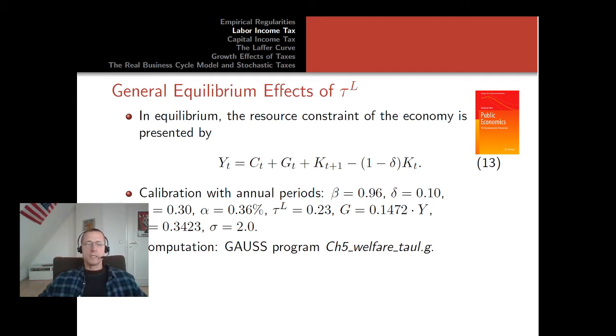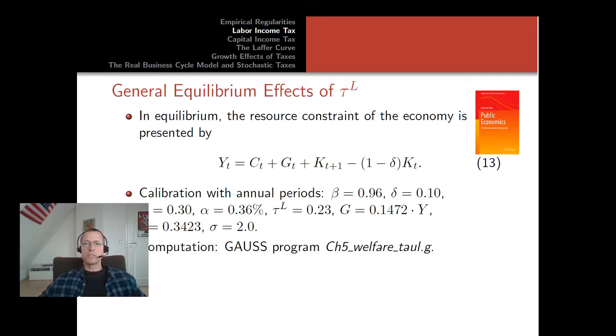Now we have to calibrate our model so that we can compute numerical estimates of our welfare and general equilibrium effects of a labor income tax. So we choose the average labor income tax tau L that we observed in the United States over the last 50 years, which is equal to 23%. This is an estimate by Gomme and Rupert.